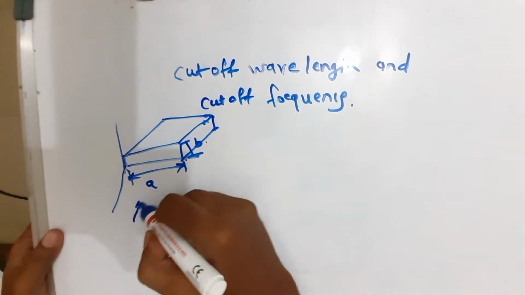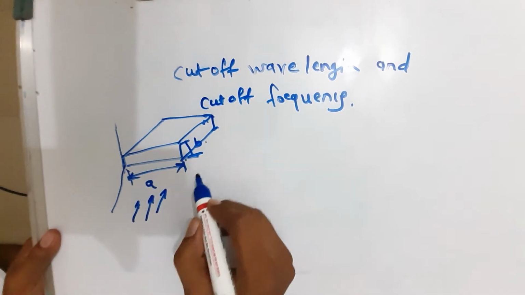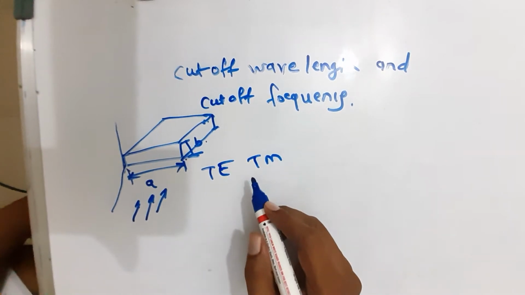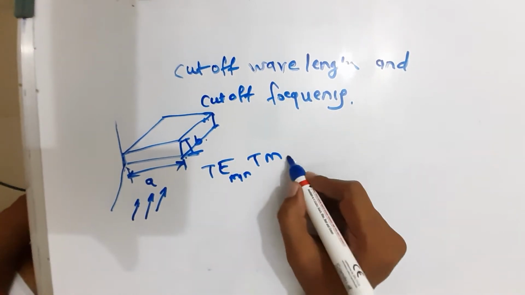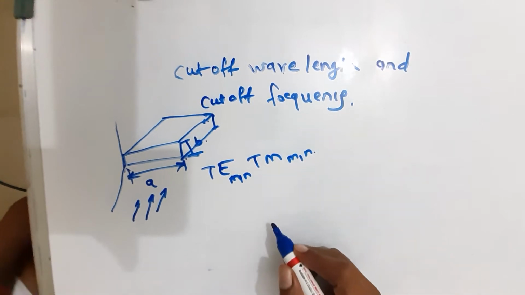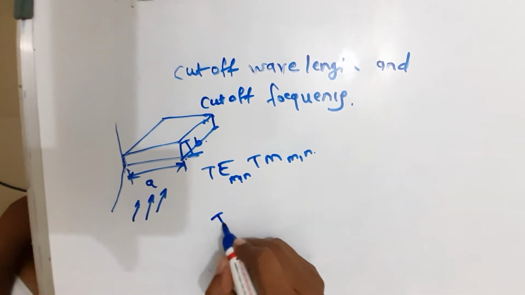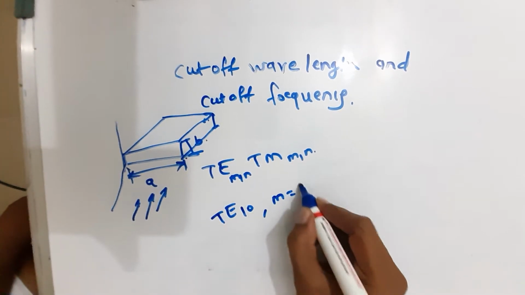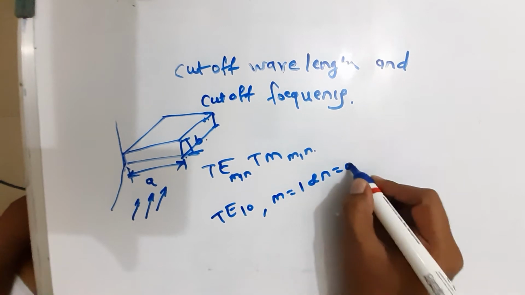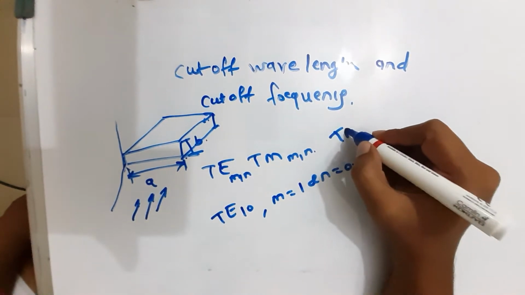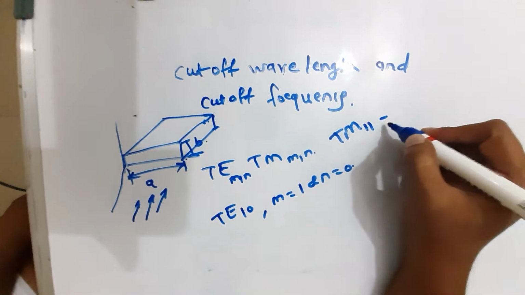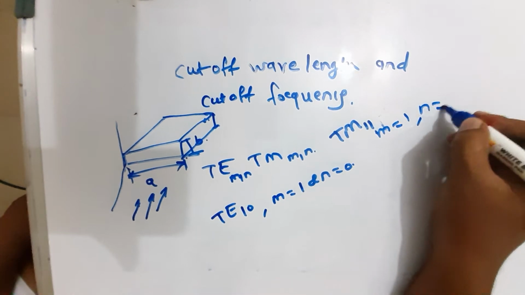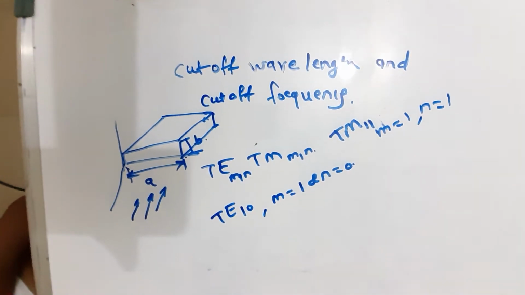Some waves are traveling inside this. There are different modes, TE modes and TM modes. We will call them mn modes. For example, for the TE10 mode, m equal to 1 and n equal to 0. For example, for TM11, m equal to 1 and n equal to 1. Just remember this.